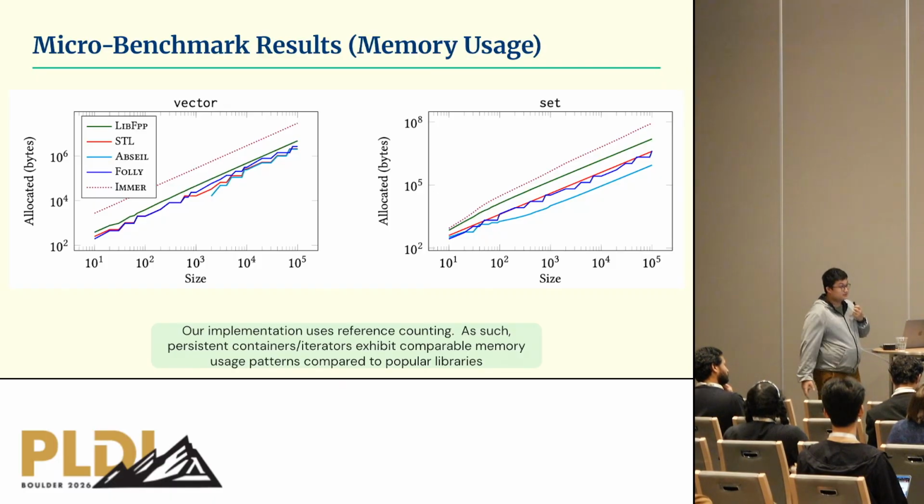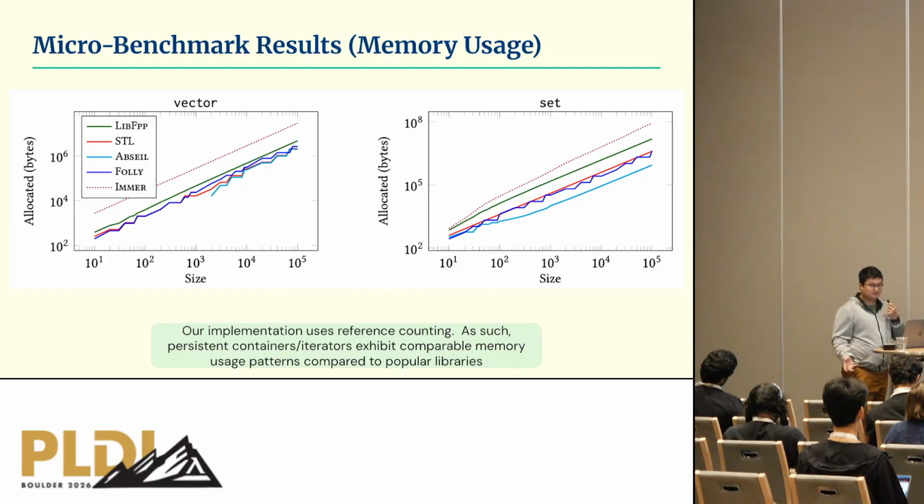Our implementation uses reference counting, so all the intermediate states that are no longer referenced will automatically be collected. As such, our containers and iterators exhibit memory usage patterns comparable to most popular libraries. So you can see that the green line showing our library is very similar in characteristics to other libraries.